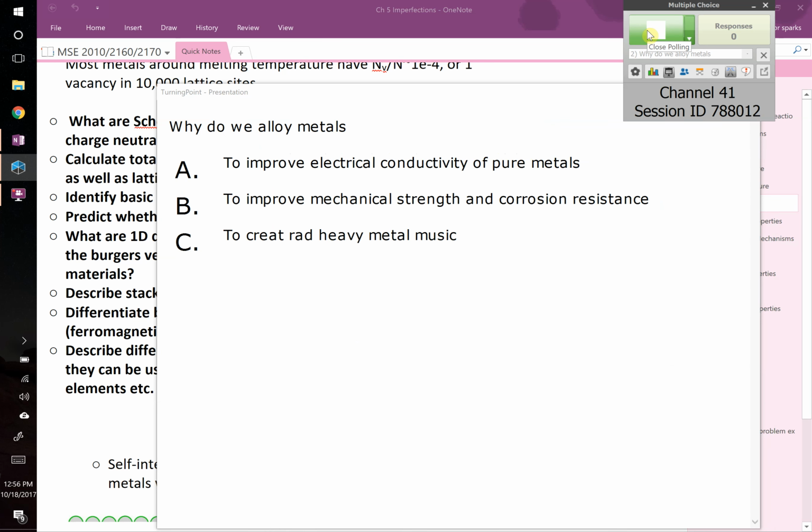Okay, why do we alloy metals? To improve electrical conductivity of the pure metals, to improve mechanical strength and corrosion resistance, or to create, missing an E, heavy metal music.